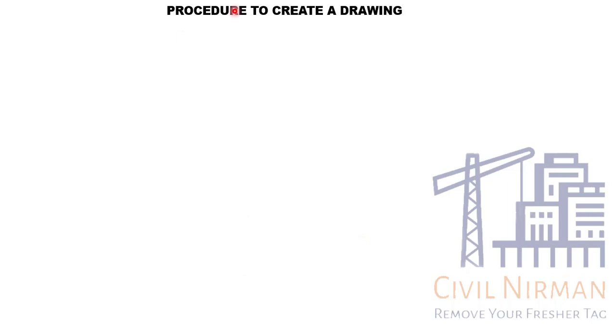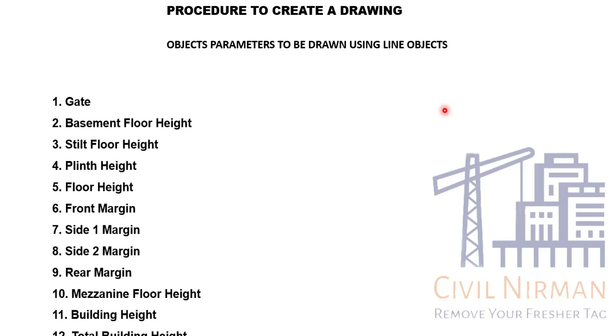Now let's understand the procedure to create a drawing. These are the objects that you have to consider and draw utilizing the line objects. I am listing out all the parameters over here, for example, gate, basement floor height, plinth height, floor height, side margins, rear margin, mezzanine floor height. All these parameters have to be drawn using the line objects.